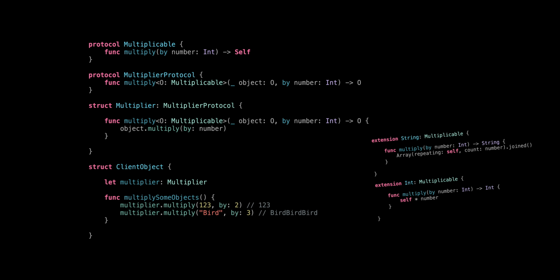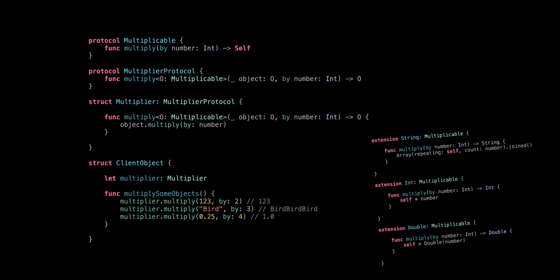And here's the result. I can multiply strings and integers, and when I want to add support for a new type, I just have to conform it to the multiplicable protocol. I need no changes in the protocol, its implementation, or the client component. The downside of this approach is that I'm extending built-in types. While I don't believe it can backfire in this scenario, this is still something to be aware of. Let me know what you think of my idea. And now it's time to wrap up this demo.